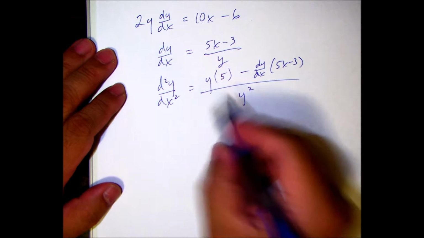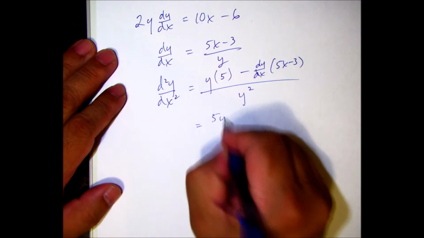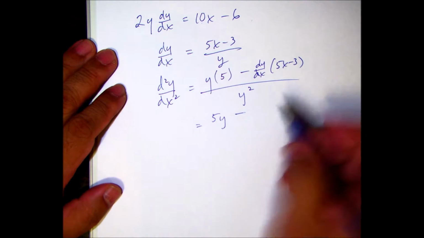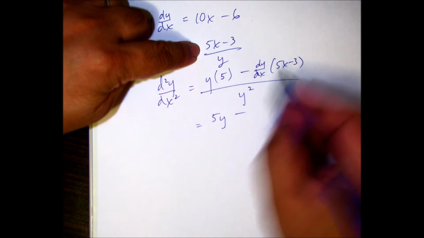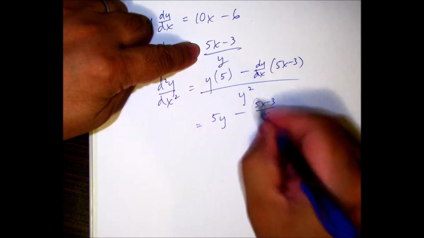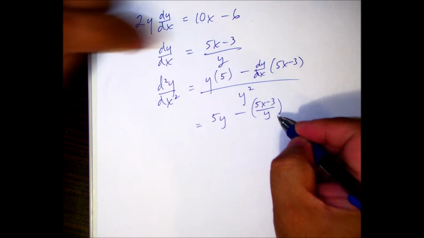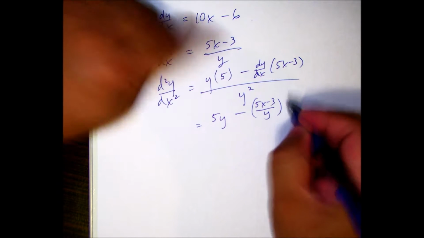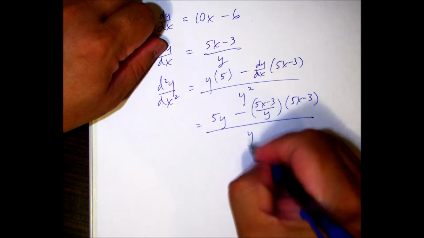So what we're going to do, let's clean it up a little bit, not too much. In fact, that's the only thing I'm going to do. Now replace the dy dx with that mess, which would be 5x minus 3 over y. So replace dy dx with what we have up here, right? That's 5x minus 3 over y, squared.